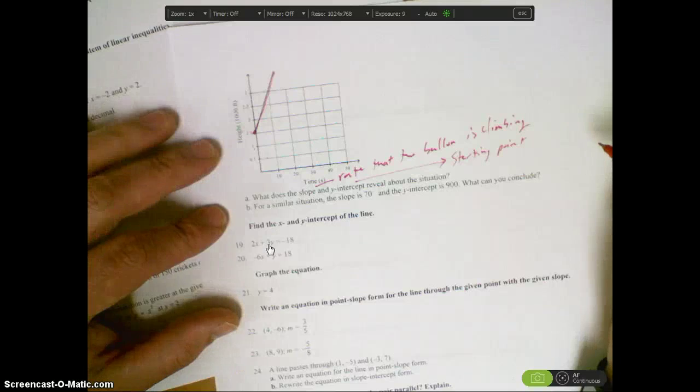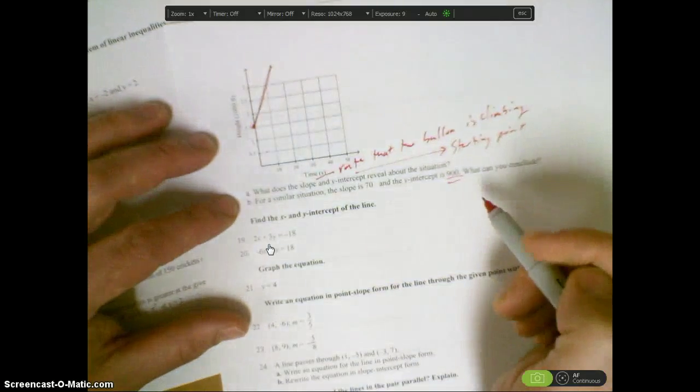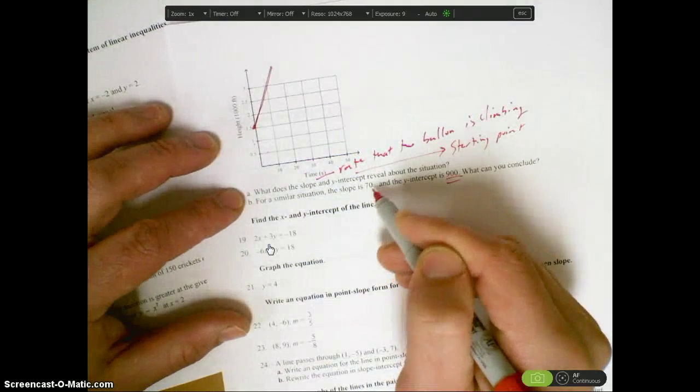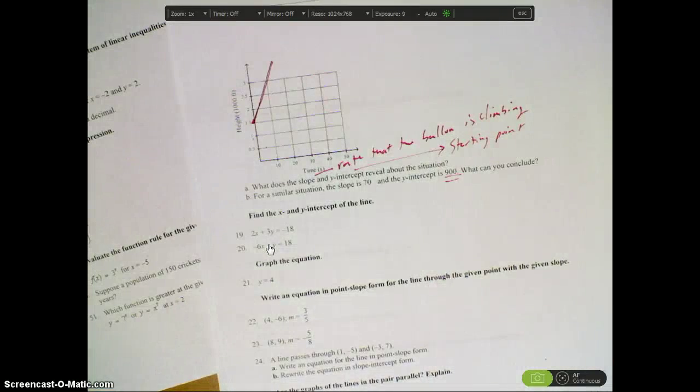For a similar situation, slope is 70, y-intercept is 900. What can you conclude? It's starting at 900 feet, so the top of maybe a really, really tall building. And its slope is 70 feet per second, so it's rising at 70 feet per second. That's all we're looking at for 18.